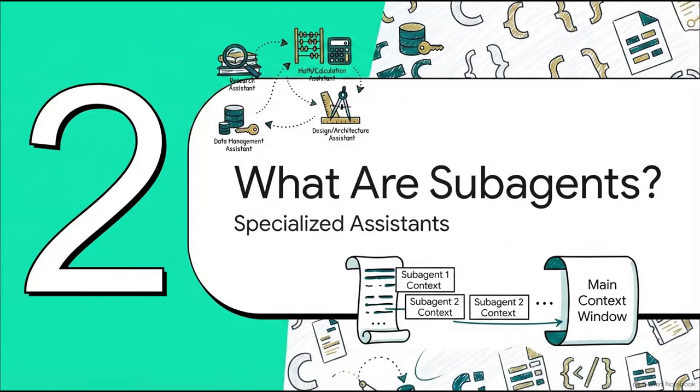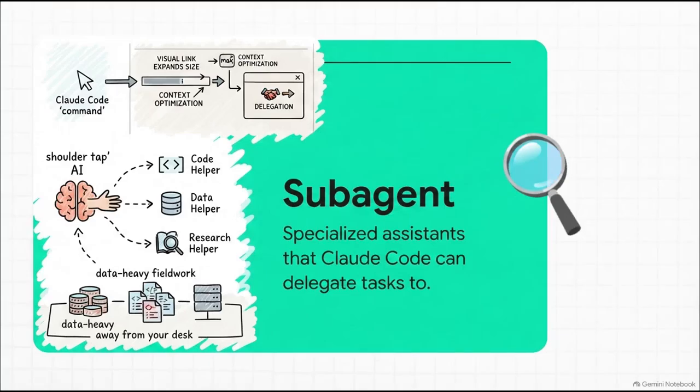Section 2. What are subagents? Well, a subagent is a specialized assistant that Claude Code can delegate tasks to. Think of them as highly focused helpers. They're designed specifically to take on the messy, data-heavy fieldwork away from your desk. You give the main AI the command, and it just taps these specialized assistants on the shoulder to go do the heavy lifting in a totally separate room.